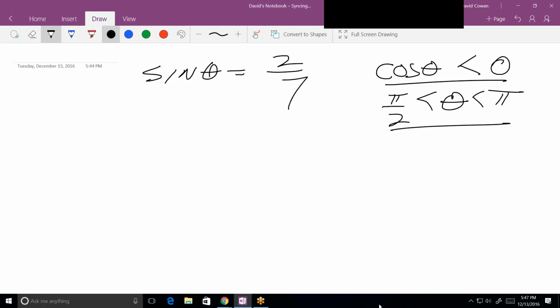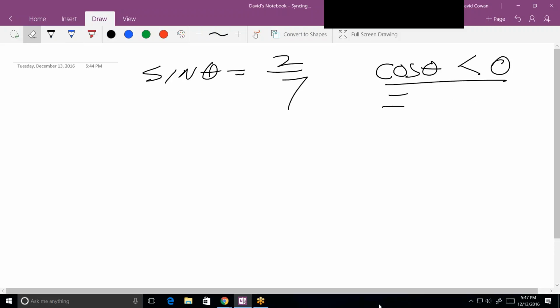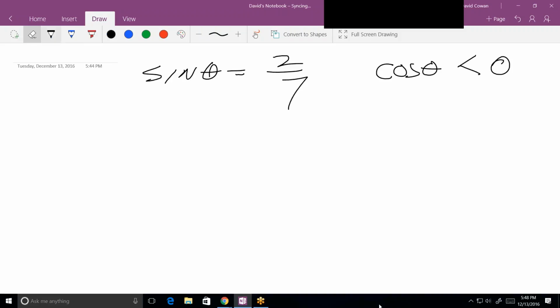So, if they gave it to me like this, just that, what quadrant am I in? Where is the quadrant where sine is positive and the cosine negative? What quadrant would you be in?